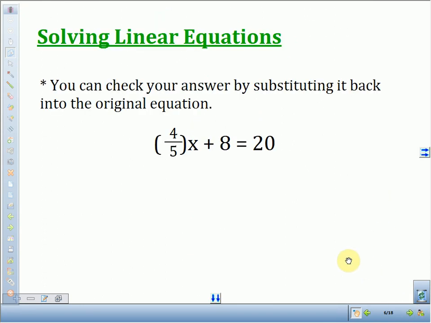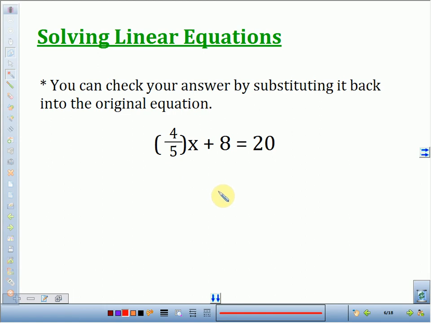Now, you can check your answers to an equation by substituting your answer back into the original. And we'll see how that's done with this example. I know this equation has a fraction in it, but I don't want you to worry about fractions. We'll see how they can be dealt with pretty easily with the calculators.